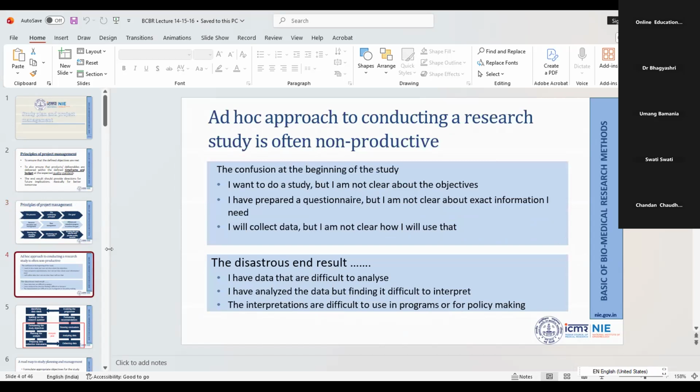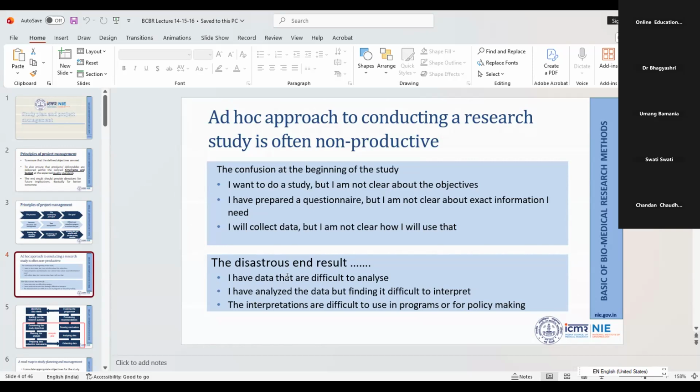Sometimes what happens, the researcher is very curious but confused in the starting. He knows what he wants to study, but he doesn't know how to. So this kind of ad hoc approach to conducting a research study is often non-productive. The confusion at the beginning of a study, like I want to do a study, but I am not clear about the objectives of my study. Confusion like I have prepared a questionnaire, but I am not clear about the exact information I need. Or I will collect data, but I am not clear how to use that data. So this kind of confusion leads to haphazard collection of the data, and it will result in a disastrous end.